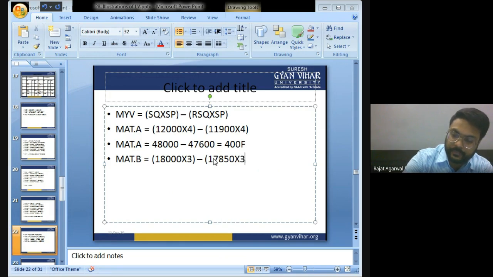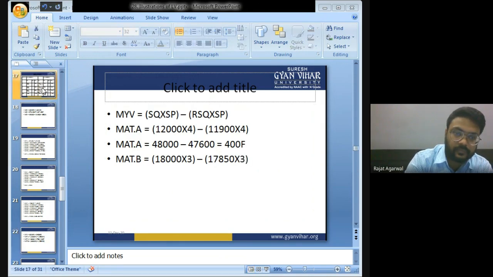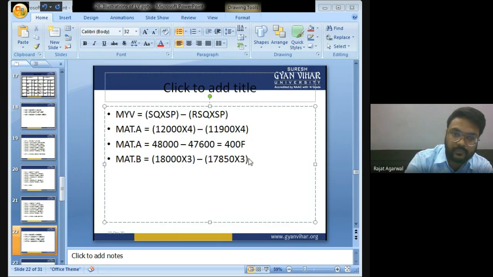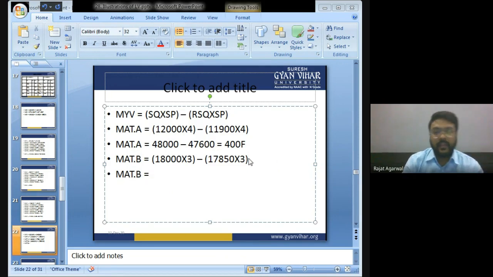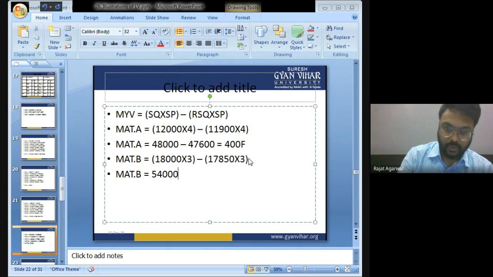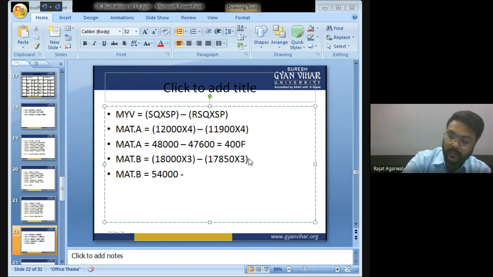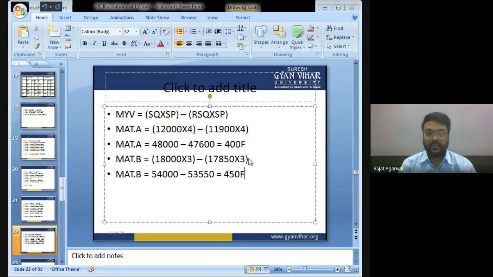Current price is 3. Material B: 18,000 into 3 is 54,000. 17,850 into 3 is 53,550. The answer is 450 favorable.